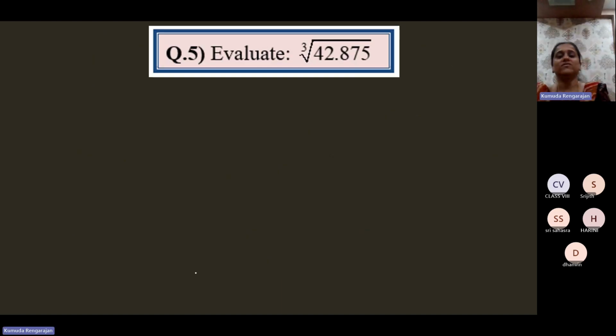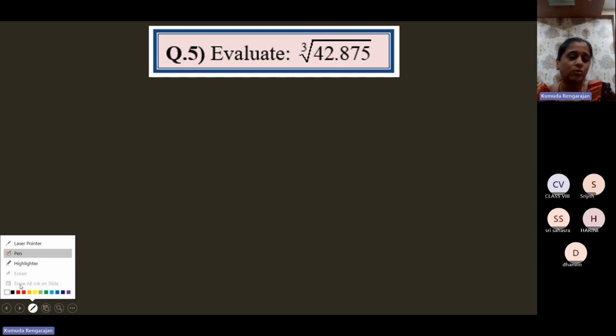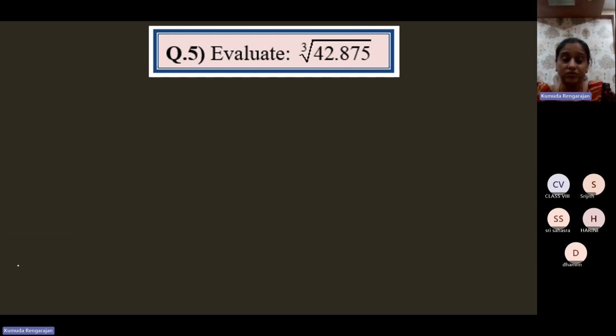Next one. Evaluate. Evaluate means find the value of. That's the meaning of the term evaluate. So find the value of the cube root of 42.875. Now, there is a long division process to find the cube root of a number, but it's not a part of your syllabus.